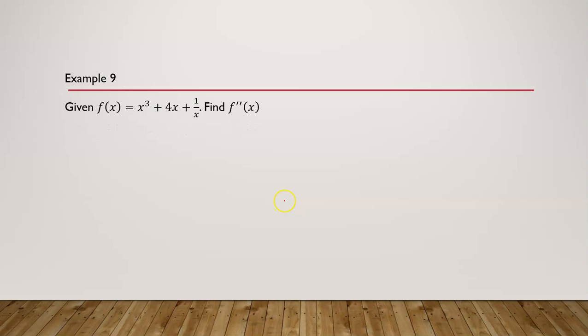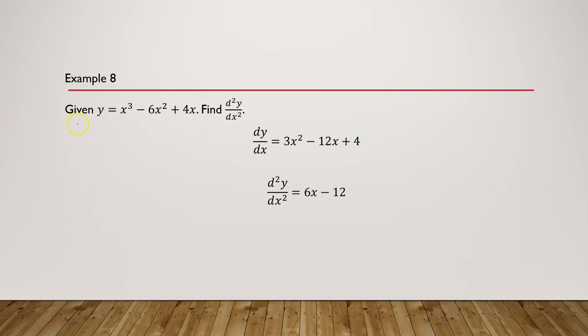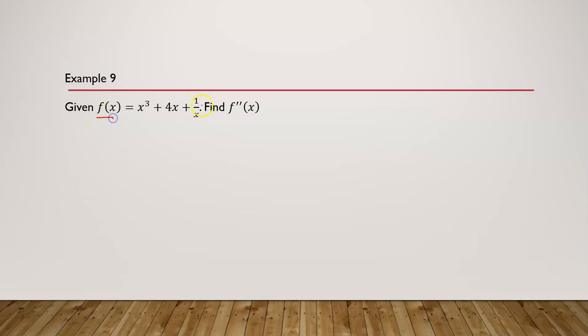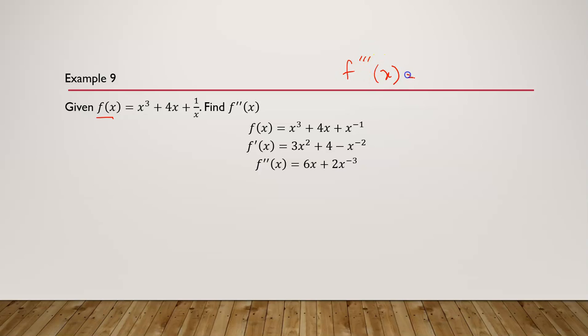Okay, example 9 sama juga. Sometimes we give you in the form of y. So differentiation there will be in terms of dy over dx and d square y over dx square. But if you are given in the form of f(x), the first differentiation will be f prime x, and then second differentiation f double prime. If you differentiate one more time is f triple prime, 3 times here. This one is we differentiate 3 times. Tapi your level is up to second order differentiation only.